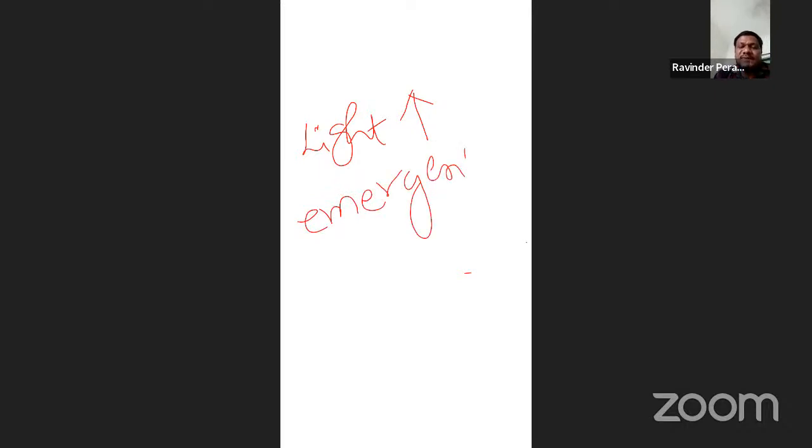Emergence will decrease. If the light increases, it will automatically destroy the pupa inside the cocoon by increasing the temperature. Then the emergence of the moth out of the cocoon will decrease. Okay, this is our topic today.